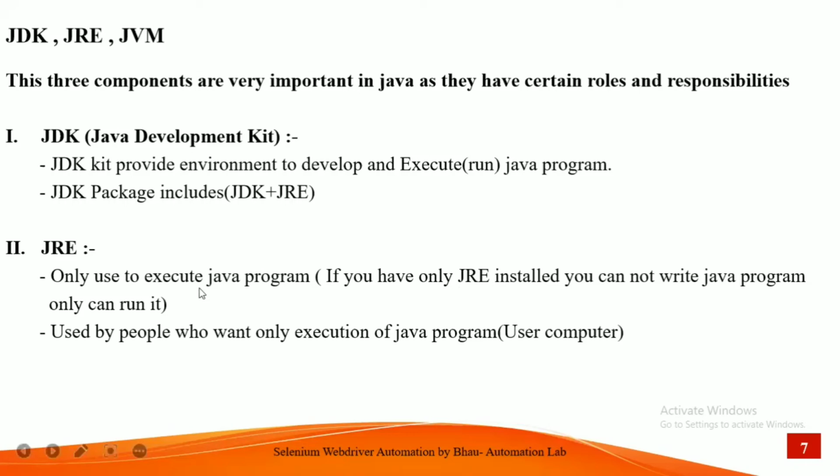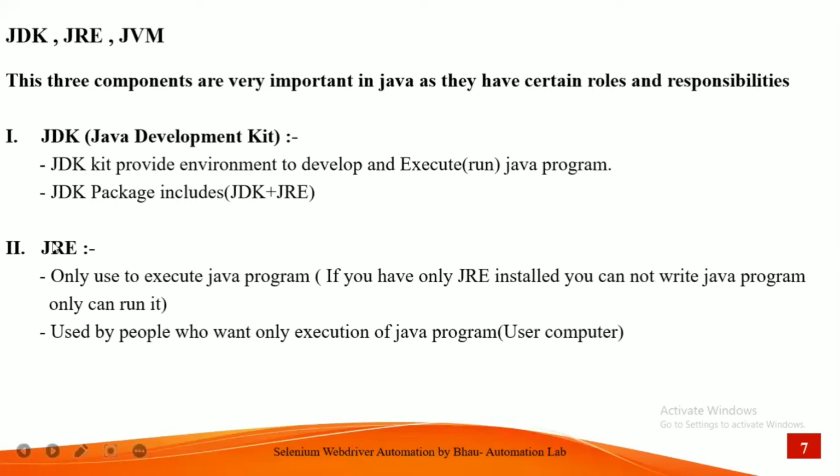If you have only JRE installed on a system, it is useful when you want to deploy software on any user's computer. They don't need the whole JDK installed, which takes more memory. So we can easily install only JRE on that user's computer so that they can use the software, because they only want to run Java programs. They don't have knowledge of development, right? So at that time, we install the JRE on the user's computer and they can run or execute the Java programs.